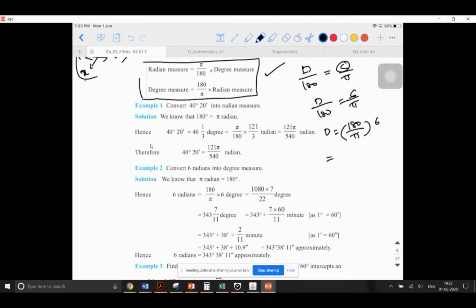Okay, treat them like numbers. 180 into 6 is going to give you, can someone tell me? So this pi can be written as 22 by 7. So 180 into 6 divided by pi, you write 22 by 7. Now, so answer is given here. So the 7 will go up. What will happen is, this can be written as 1080 into 7 divided by 22.